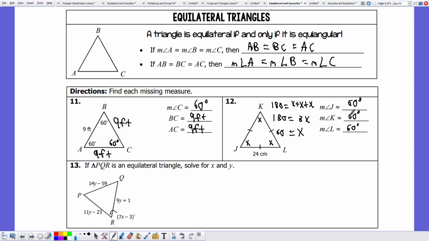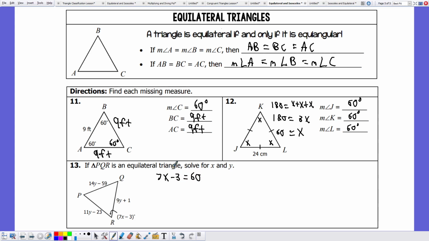So, problem 13, a little bit more tricky. It's got some algebra in there, but I think we'll be alright. So, it wants us to find x and y. Well, I noticed that 7x minus 3 is the measure of the angle. And each angle is equal to 60. So, I can set that expression 7x minus 3 equal to 60.